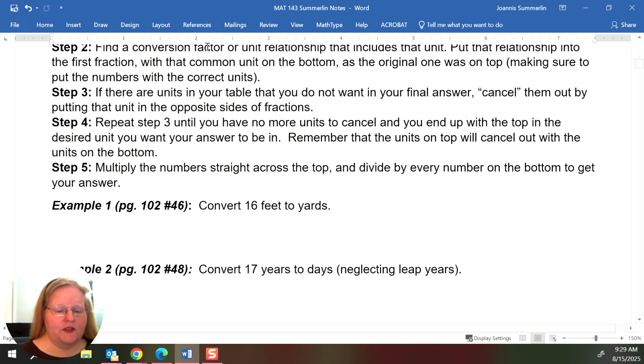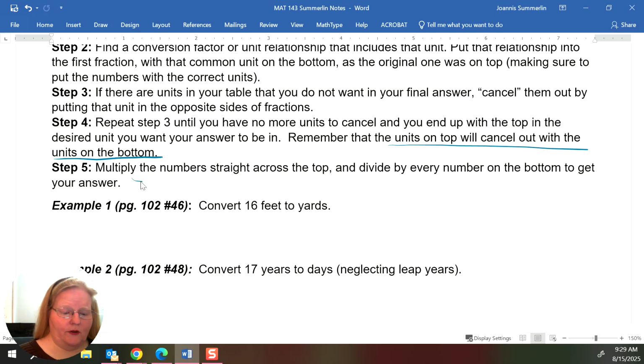There are units in your table that you do not want in your final answer. Cancel them out by putting that unit in the opposite side of fractions. Repeat step 3 until you have no units to cancel at the end of the top, the desired unit you want your answer to be in. Remember that the units on top will cancel out with the units on the bottom. Multiply the numbers straight across the top. Divide by every number on the bottom.